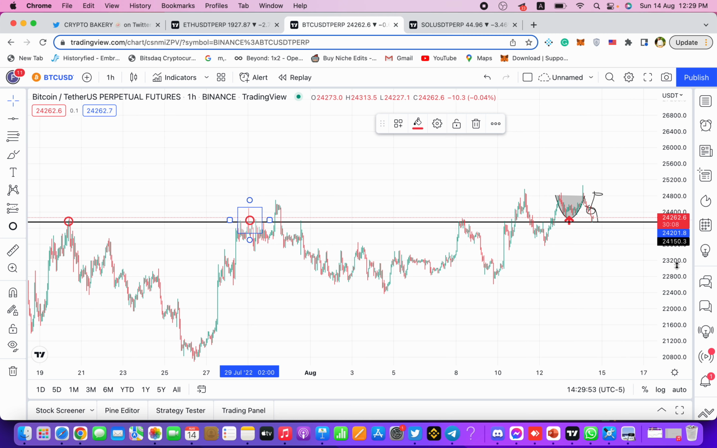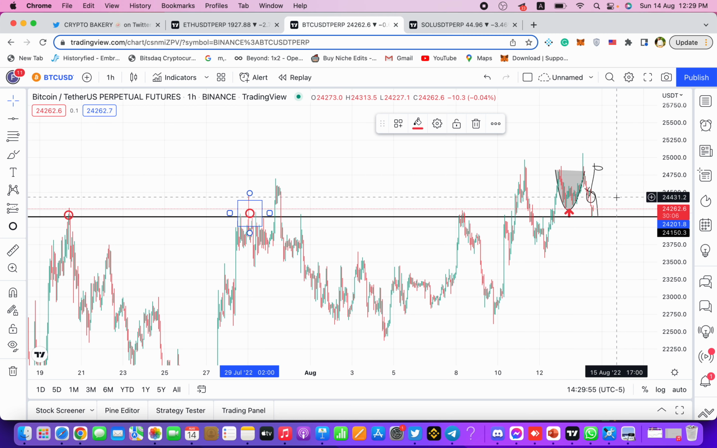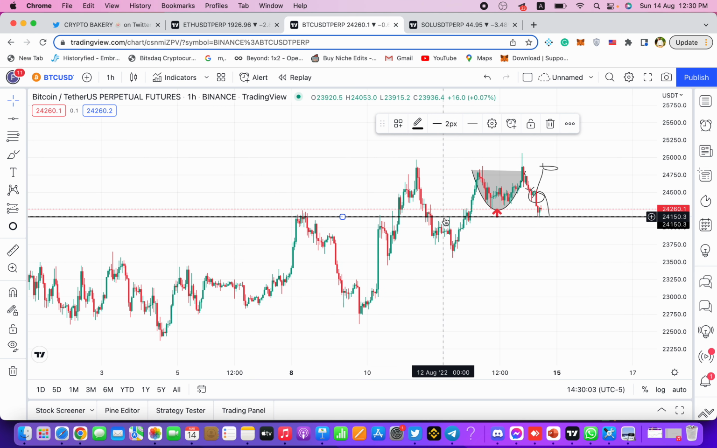So after shorting it around, as you can say, 24,400 or 24,500, this line would be our first target, and this is like 24,150 something. Okay, so that's how you can analyze and make an entry, and after making an entry you can also consider what should be your next target.